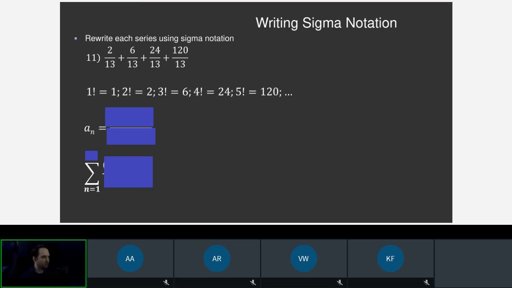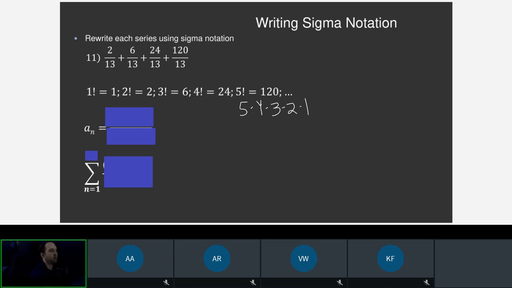So 5 factorial is 5 times 4 times 3 times 2 times 1. That's 5 factorial. 4 factorial is 4 times 3 times 2 times 1. 3 factorial is 3 times 2 times 1, and so forth, right?